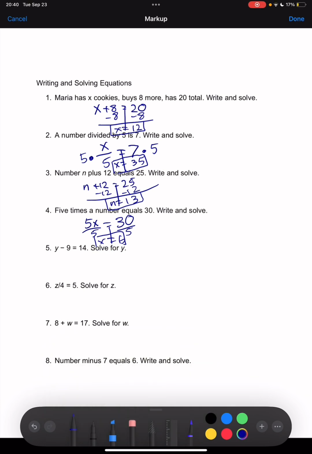Number 5, y minus 9 is equal to 14. Solve for y. So it's simple. We're putting a line through the equal sign, and we're trying to solve for y, so we have to isolate it. So we have to add 9 to both sides, so the y is isolated, and that is equal to 23. And now you guys can solve 6 through 8 on your own.